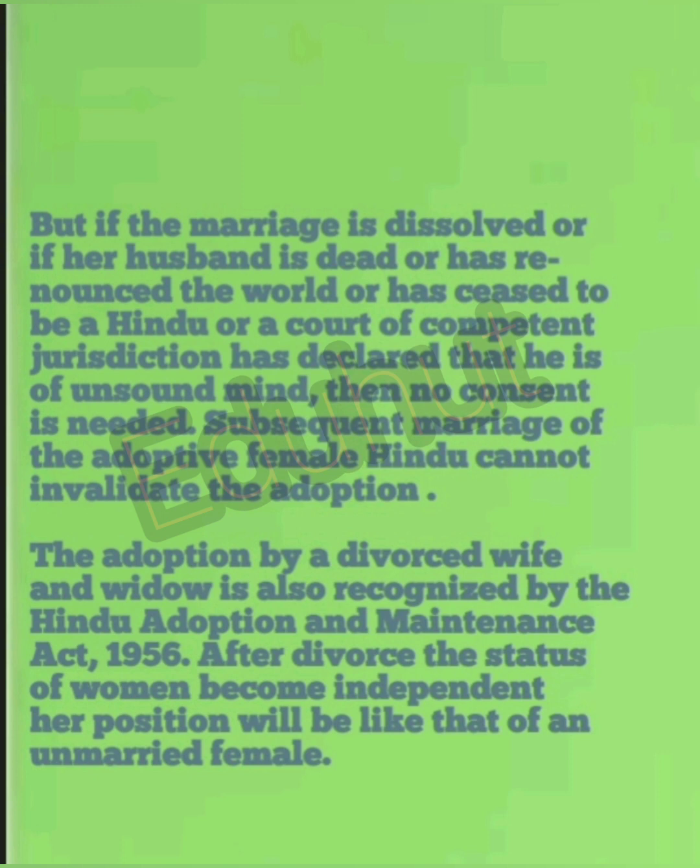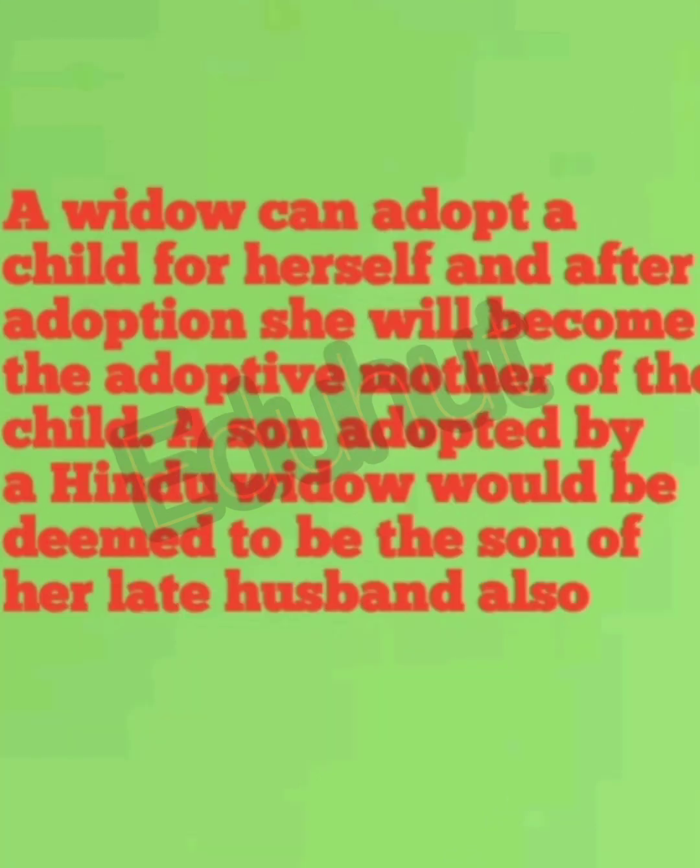Subsequent marriage of the adoptive female Hindu cannot invalidate the adoption. Adoption by a divorced wife and a widow is also recognized by the Hindu Adoption and Maintenance Act 1956. After divorce, the status of a woman becomes independent. Her position will be like that of an unmarried female. A widow can adopt a child for herself, and after adoption she will become the adoptive mother of the child. A son adopted by a Hindu widow would be deemed to be the son of her late husband also.